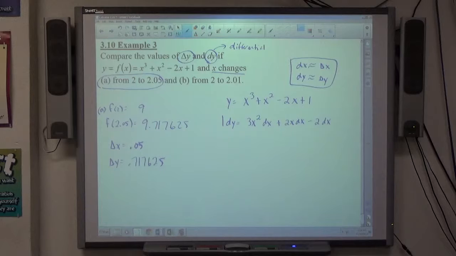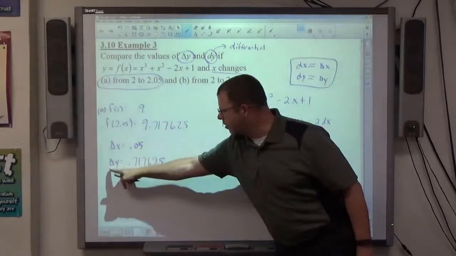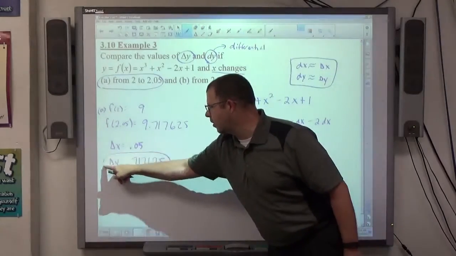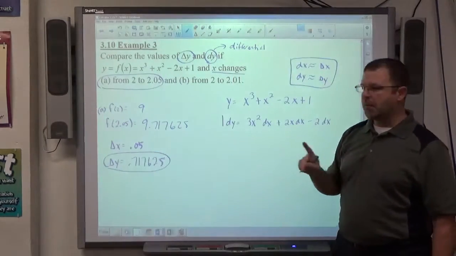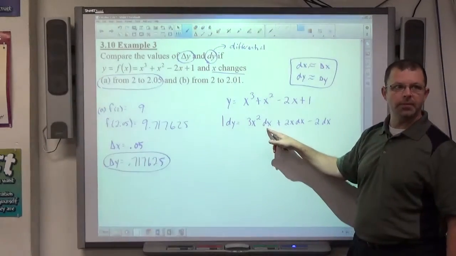dx is going to be approximately delta x, and dy is supposed to be approximately delta y. They're not exactly the same thing, but they're pretty close, close enough that we're going to say they're interchangeable. So looking back over there, if I want to compare the values of dy and delta y, I just figured out what delta y was for 2 to 2.05. I'm going to let delta x approximate the value of dx.